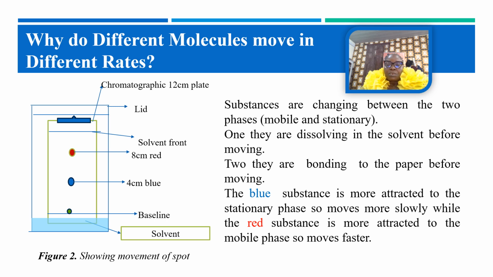The chemicals that are soluble in the solvent will spend more time in the mobile phase and so will move faster. The chemicals that are not soluble in the mobile phase will spend more time with the stationary phase and will move slowly. In the figure shown, the blue substance is more attracted to the stationary phase, so it moves slowly, while the red substance is more attracted to the mobile phase, so it moves faster.